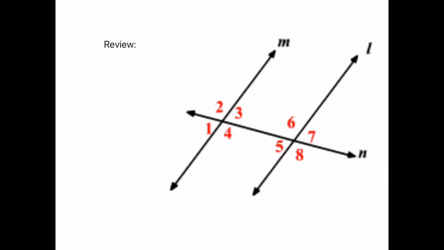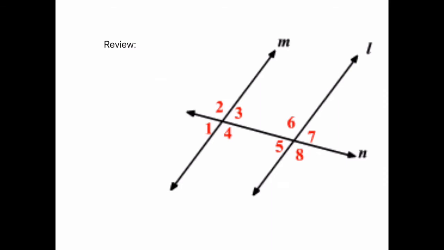All right, let's try alternate exterior angles. Go ahead and pause. And our answers are angles 2 and 8 and 1 and 7. They're alternate exterior, and because they're alternate, they're also congruent.